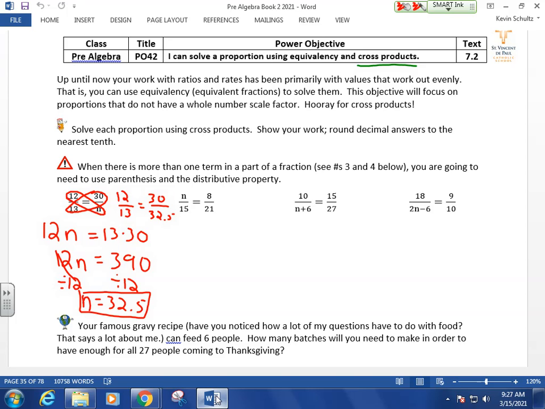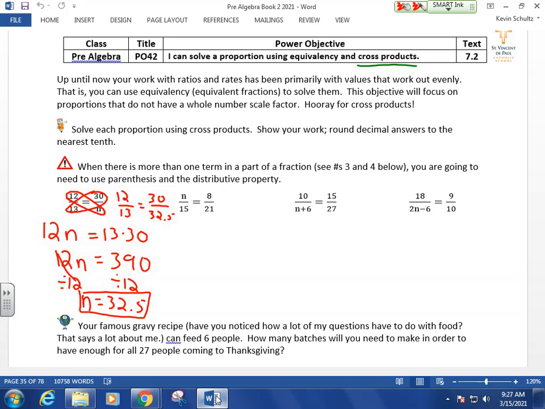Annika, we could do another strategy. We already found our answer using cross products, so we could use another strategy to make sure that these indeed are equivalent fractions. I don't like scale factor. 12 doesn't really go into 30 evenly. So let's use the decimal comparison. If we take 12 divided by 13, we get 0.923076923 1. Long, nasty. But if we take 30 divided by 32.5, we get the exact same thing. So it's a quick, easy check to make sure you did your math correctly.